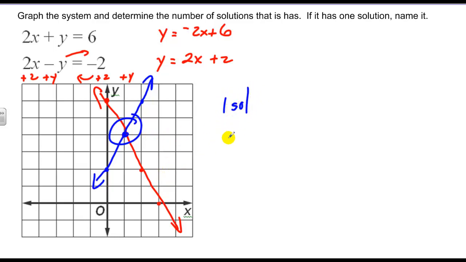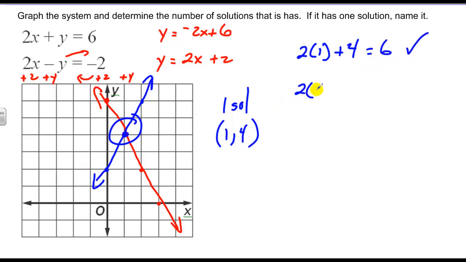and that solution is the point (1, 4). And you'll find that if you plug 1, 4 into x and y in both equations, it will solve both. Let's just do that. So that's 2 times 1 plus 4 equals 6, and sure enough that's true. And then I have 2 times 1 minus 4 equals negative 2, and 2 minus 4 is negative 2. It solves both.